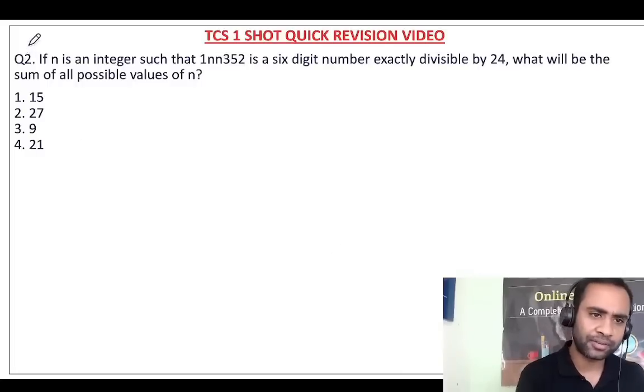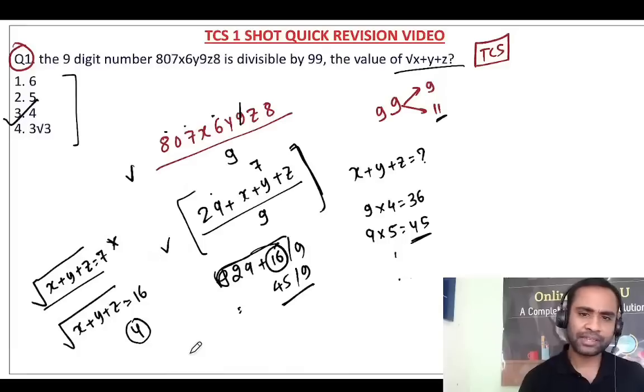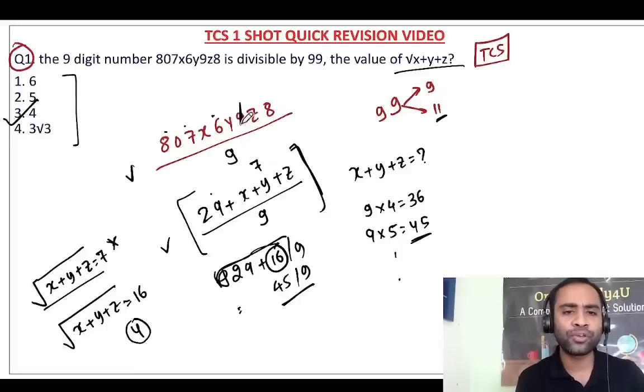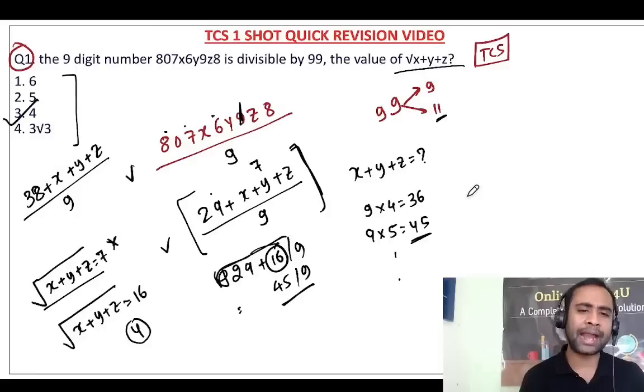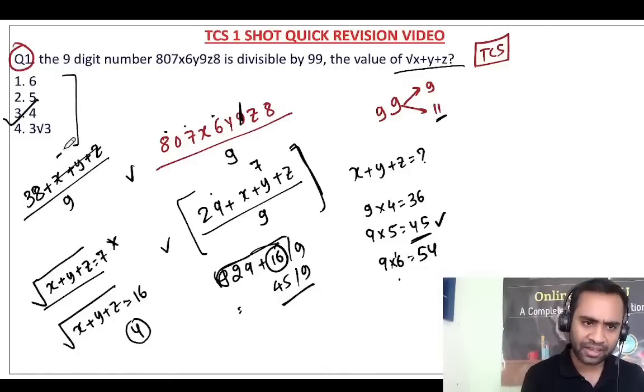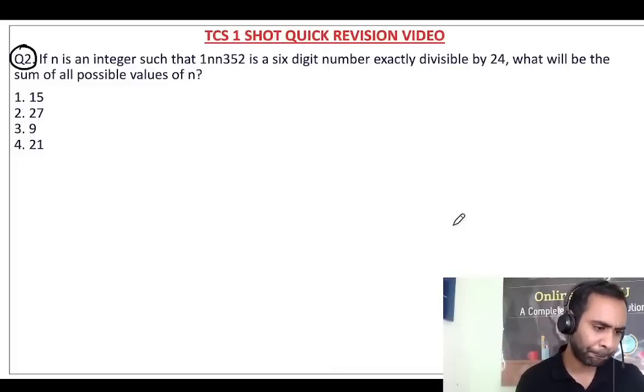Okay. Now next. Why are we not adding 9, sir? See, if you add 9 also, it's of no use because 9 is anyway divisible by 9. If you put 9, then 29 plus 9 will be 38, 38 plus x plus y plus z, right? So if you add it also, it's of no use. And then you can go for 45, and then you can go for 54. If you add 7 here, you will be getting 45. If you add 16 here, then you will be getting 54. So it's of no use. I have removed it. Okay.